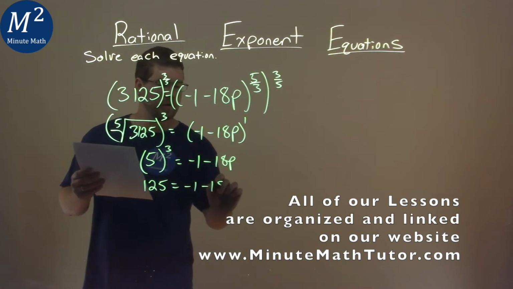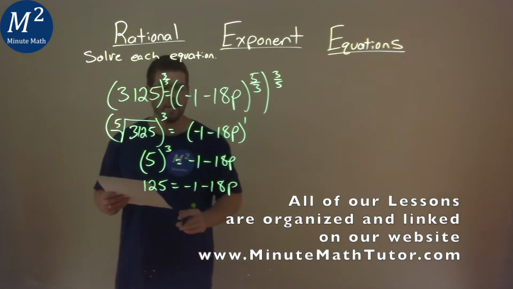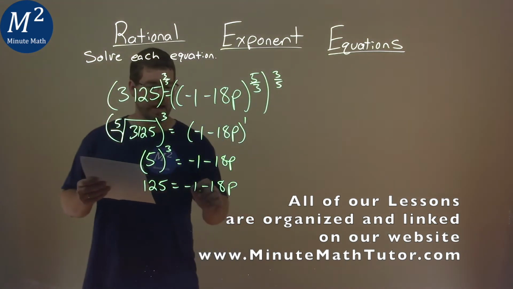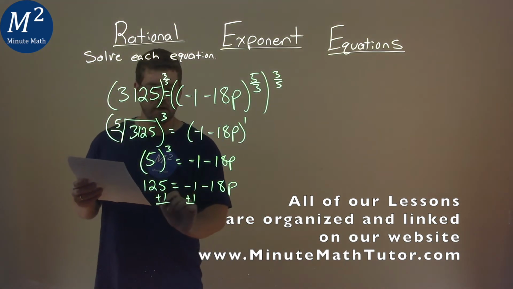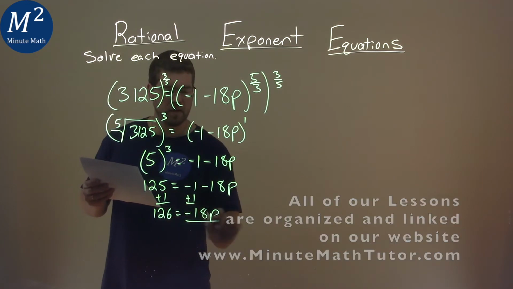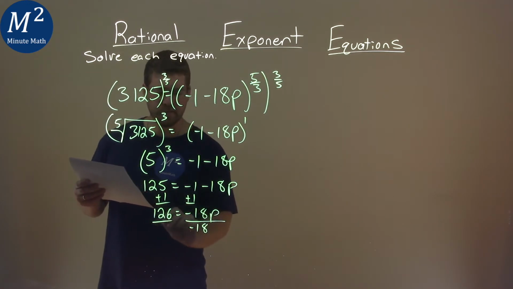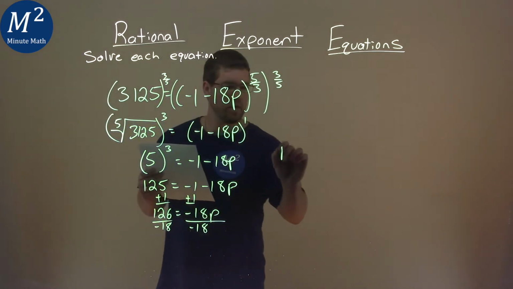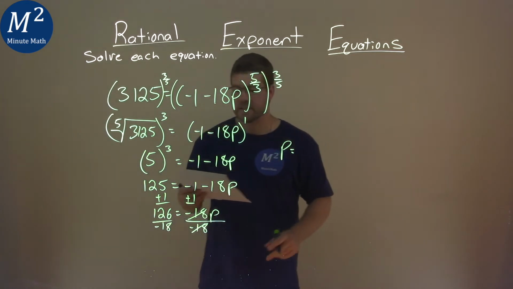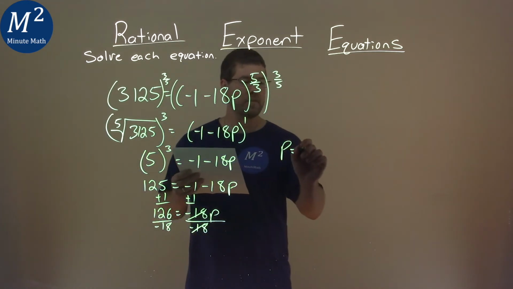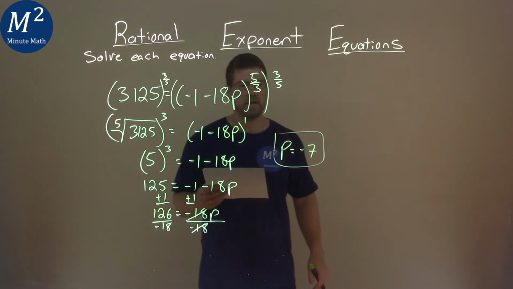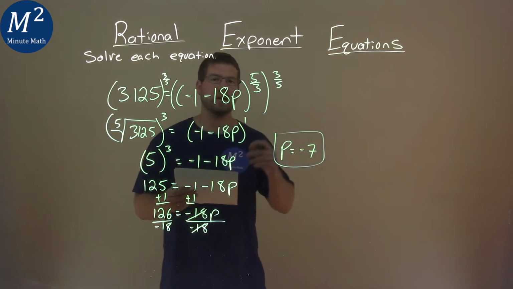And this looks familiar now. We have it equal to negative 1 minus 18p. And we're just solving like we normally do. We add a 1 to both sides. We have 126 now equals a negative 18p. Divide both sides by negative 18. And what do we get? Well, p is by itself here. Don't forget that. And 126 divided by negative 18 is a negative 7. And I flipped it over. And so my final answer here is p equals negative 7.